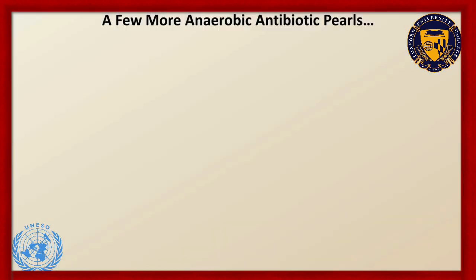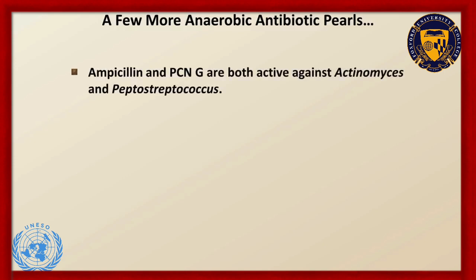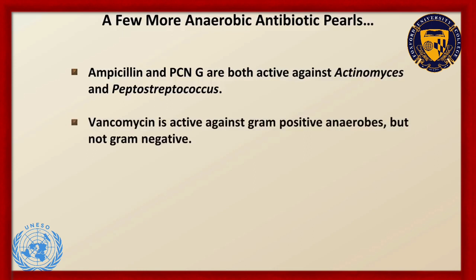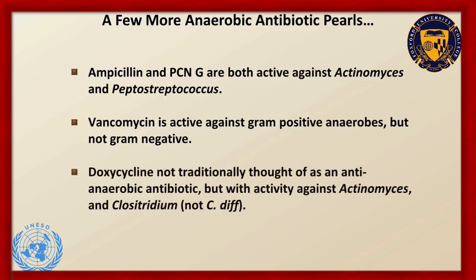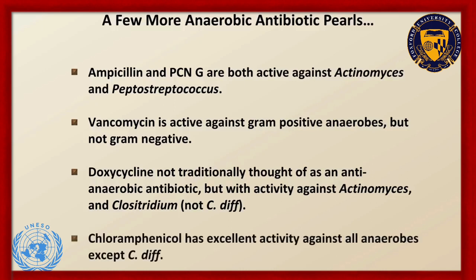There are just a few more anaerobic antibiotic pearls of which you should be aware. Ampicillin and penicillin G are both active against actinomyces and Peptostreptococcus. Vancomycin is active against gram-positive anaerobes, but not gram-negative ones. Doxycycline, which is not traditionally thought of as an anti-anaerobic antibiotic at all, actually has activity against actinomyces and non-difficile Clostridium. And chloramphenicol, an antibiotic rarely used in the United States but very common in other parts of the world, has excellent activity against all anaerobes except for C. diff.